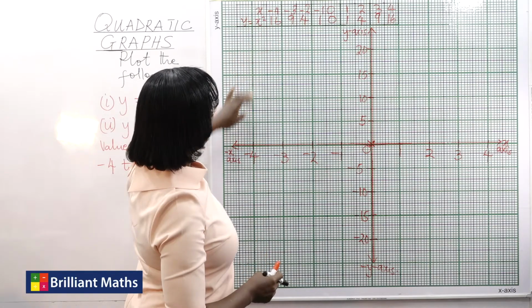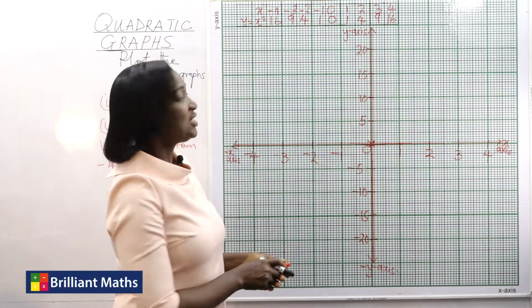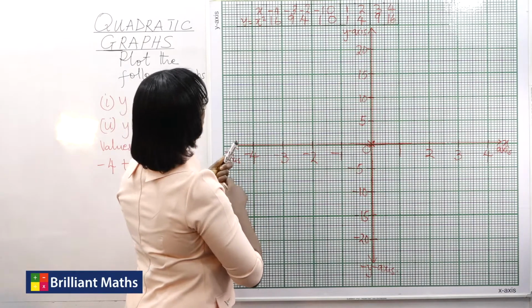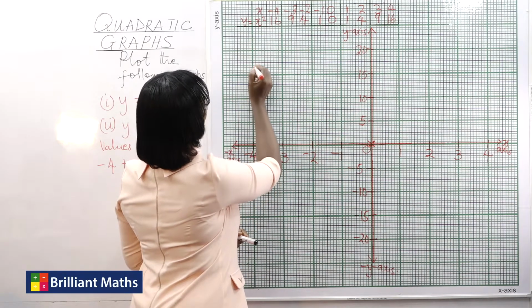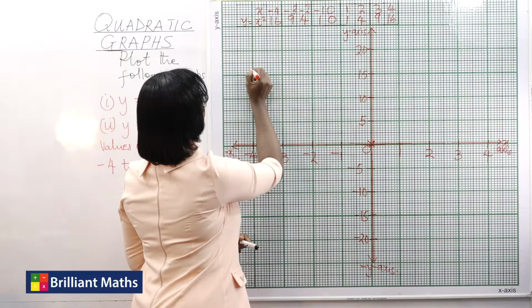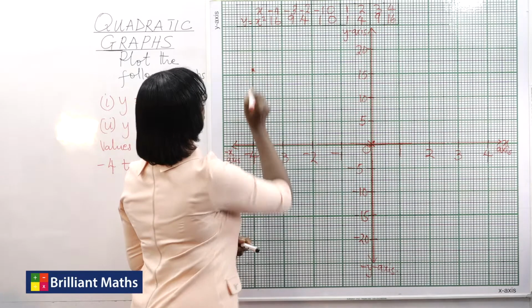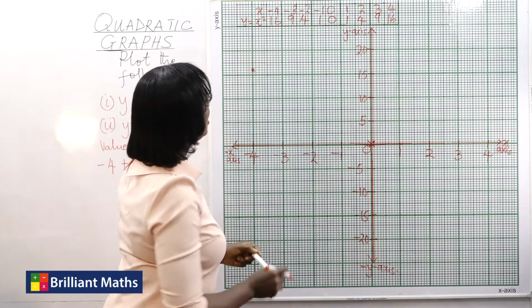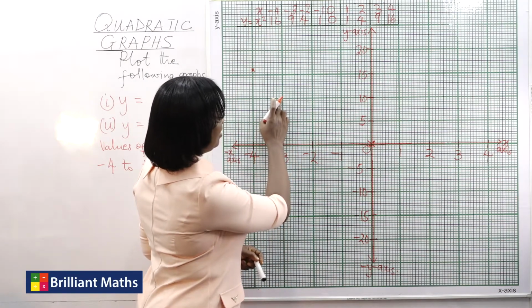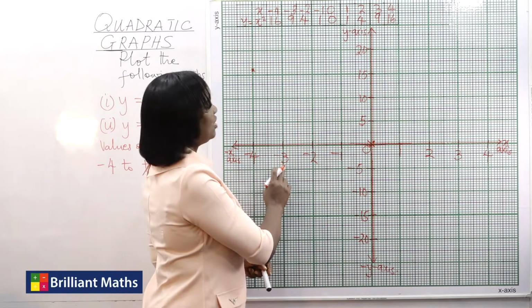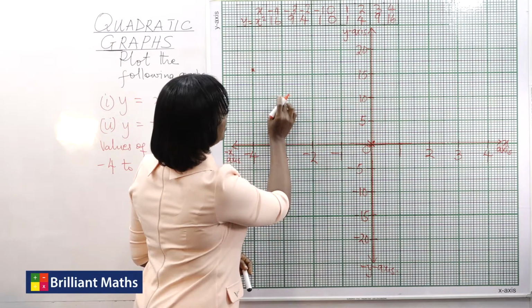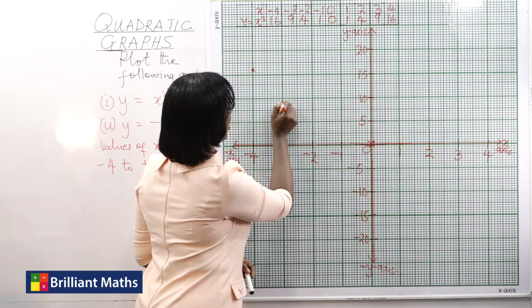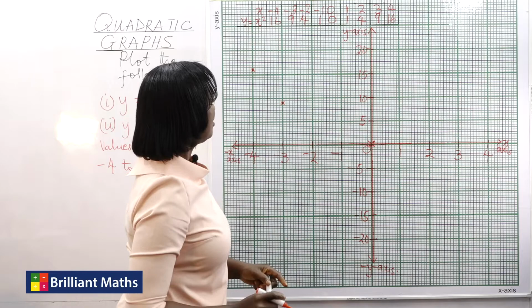When x is minus 4, y is 16. So that's 15. So 16 will be 15.5 and 16. So mark it with a little x. When x is minus 3, y is 9. This is 10. So 2 intervals lower than 10 will be 9.